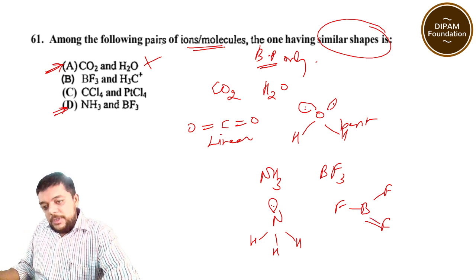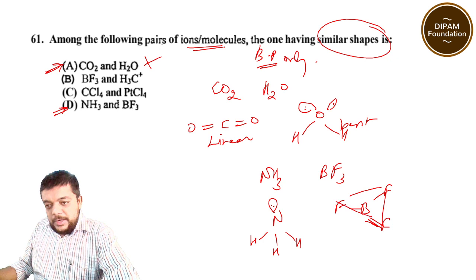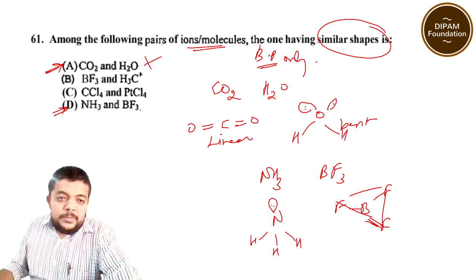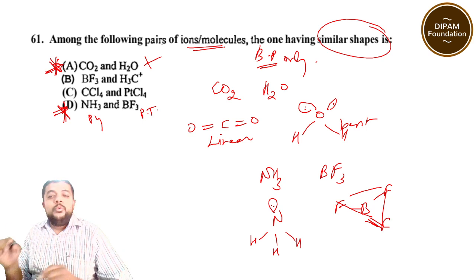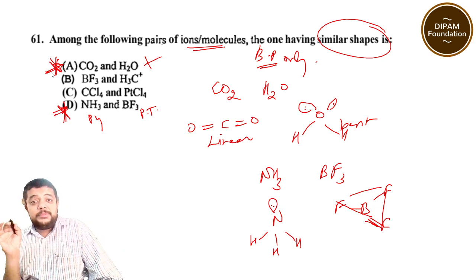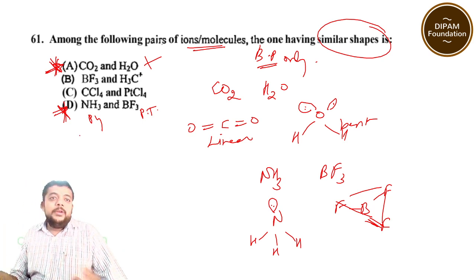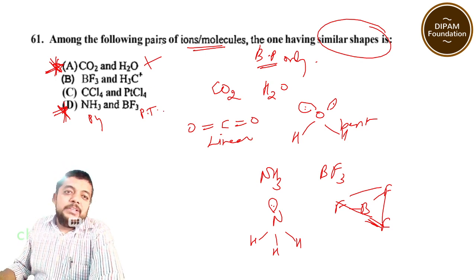So friends, over here, this is planar triangle, this is pyramidal. So this is planar triangle, this is pyramidal, so even this option is gone. You are getting it, right? Shapes, only bond pair. Now it is CCl4 and PtCl4.